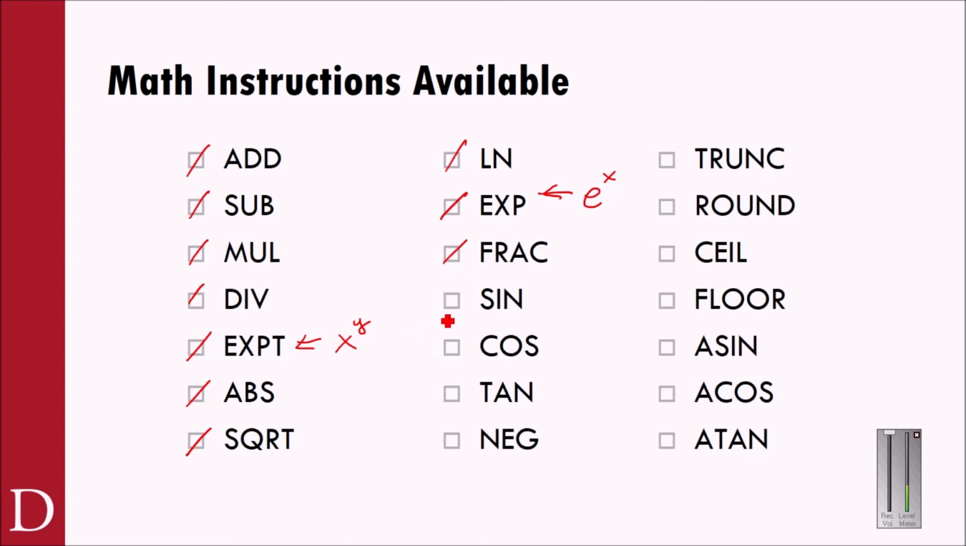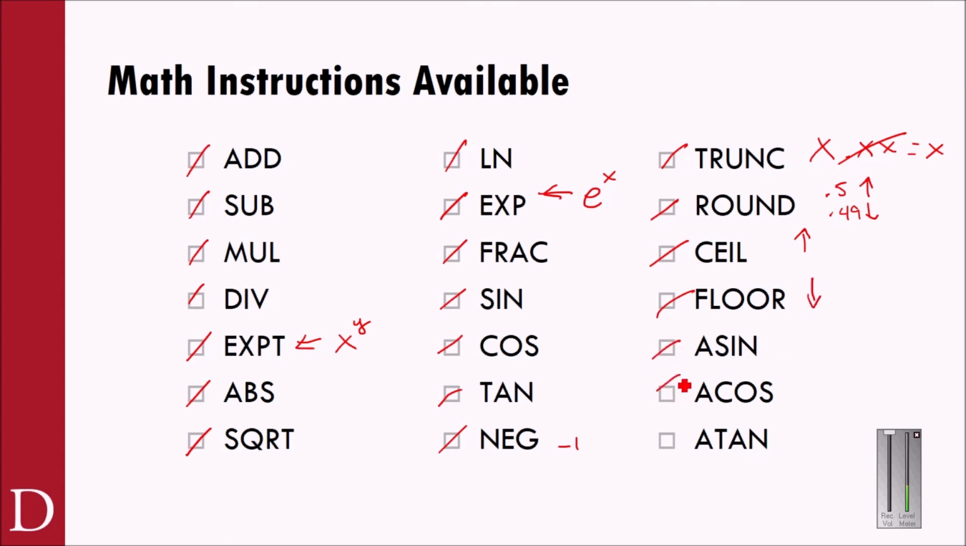You've got a fraction, you've got sine, cosine, tangent. You've got a negate instruction, which would be like a -1. You've got a truncate. Truncate means if I have x dot xx, I just get rid of the decimal and it just becomes x. You've got a round, and that would be where anything 0.5 or higher goes up, anything 0.49 or lower goes down. Ceiling means to round but always round up, and floor means to round but always round down.